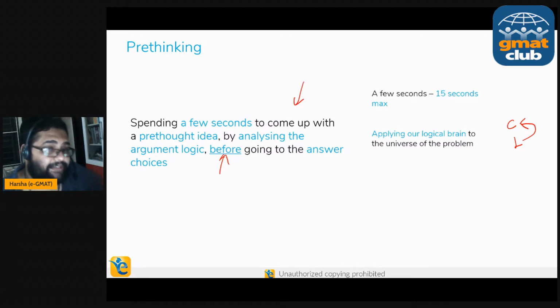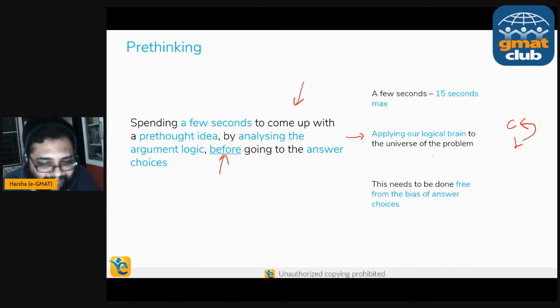It's purely about that. And I think Taha Mohsin asked a very good question: is it just predicting what could be the answer? Absolutely not. And that is the popular misconception that a lot of people have about pre-thinking. The purpose is not to predict the answer choice. In 80 to 85% of the cases, whatever you predict will come as an answer choice, but that's not the focus of pre-thinking. The objective is to make sure that you apply your logical brain to the universe of the problem. You understood the problem, spend a few seconds analyzing it, understand what this argument is really about. It gives you a deeper understanding. How does it help? This understanding can help you in your answer choice analysis.